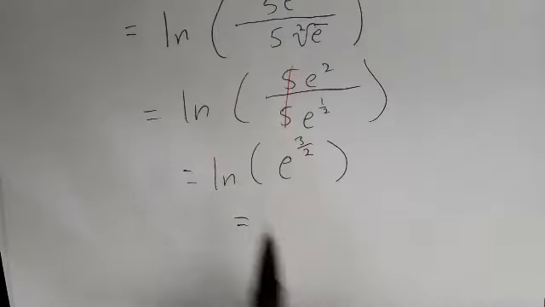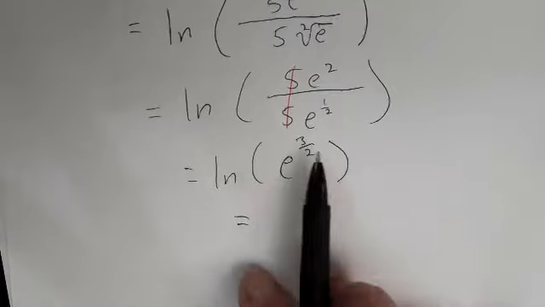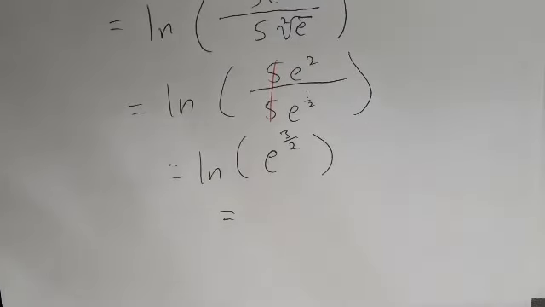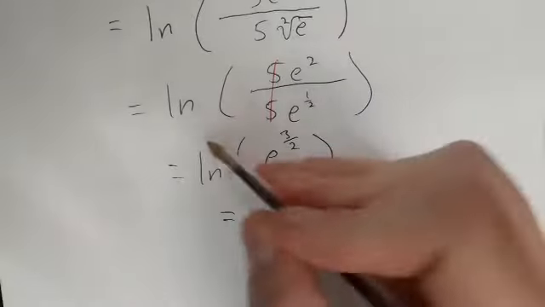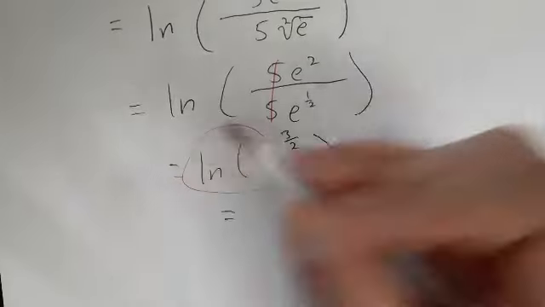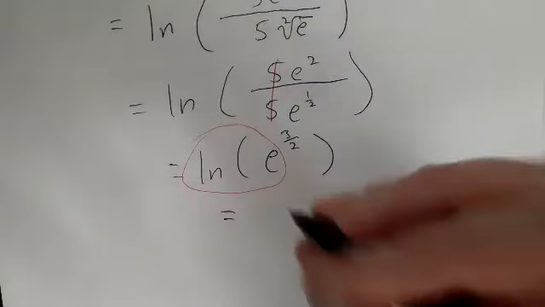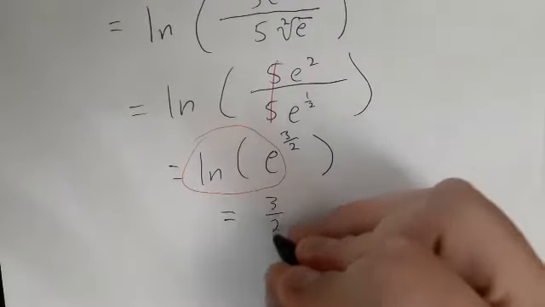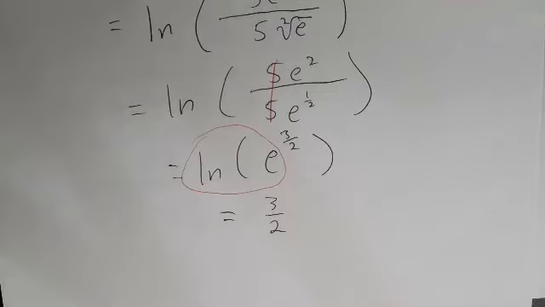And so when I look at this, I get ln of e to the 3/2. These 2 are inverse operations. This is like a log base e, and this is like e to the power of something. And so what I end up getting here is 3/2.